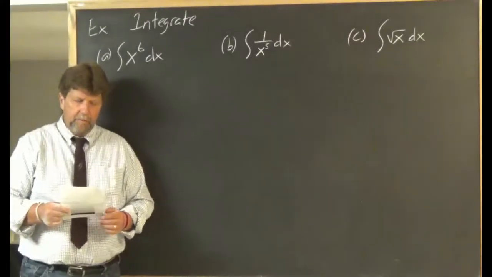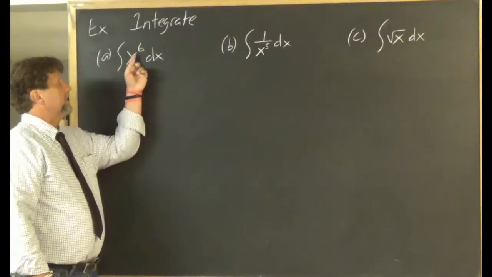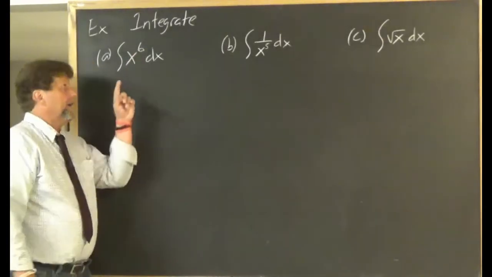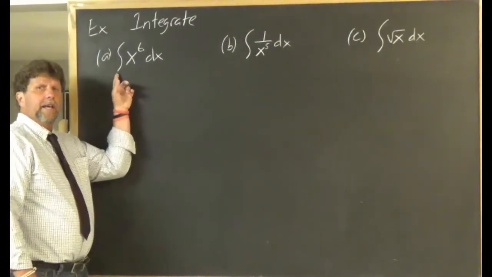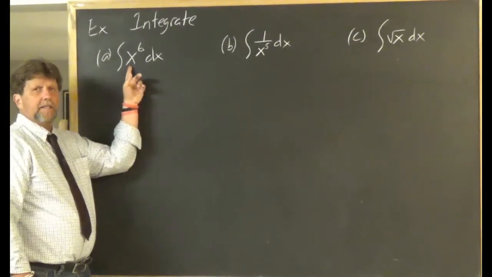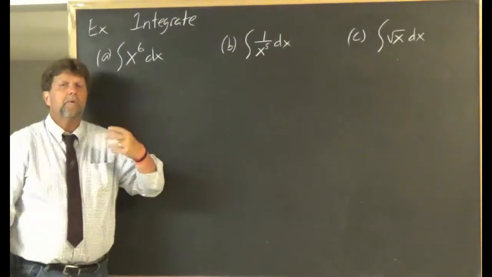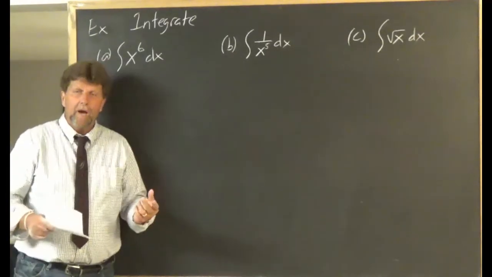All right, in this example, we were asked to integrate the following. Part A, integrate x to the 6th dx. So we have some new notation here. Keep in mind, this is the integral sign. It's telling you to get an antiderivative for x to the 6th with respect to x. And x to the 6th, remember, has a name. It's called the integrand.